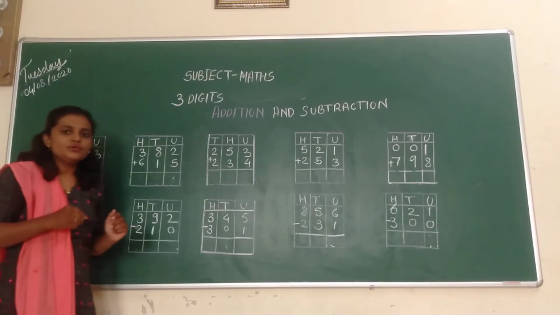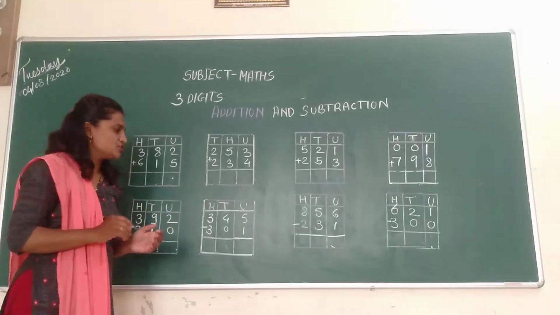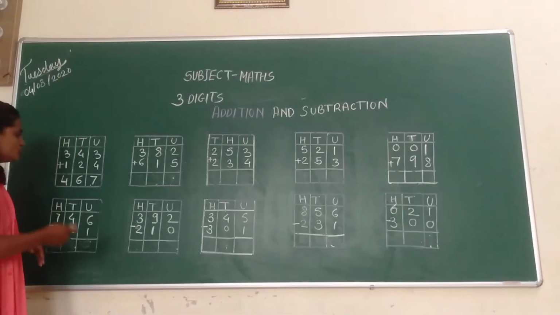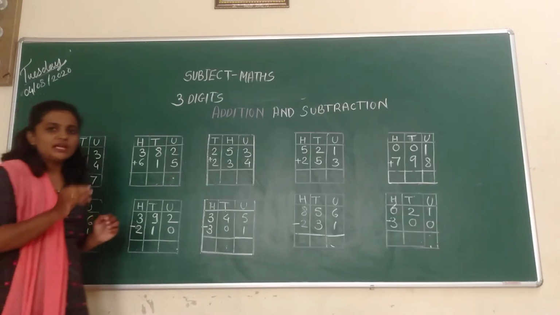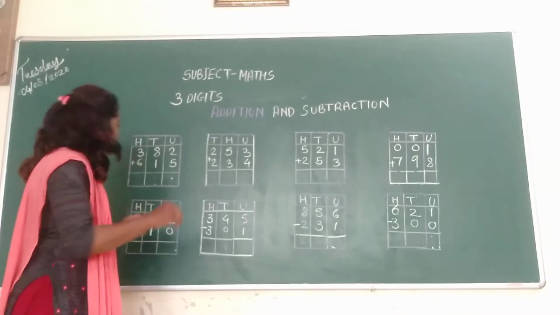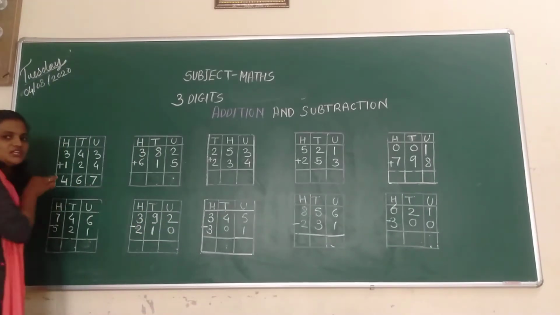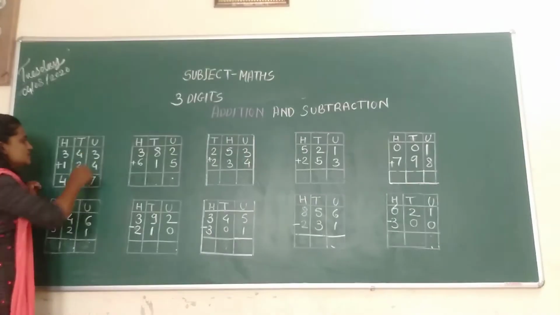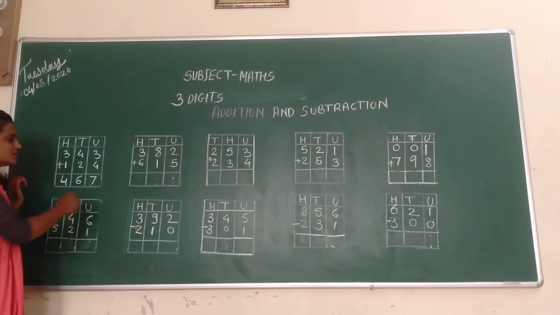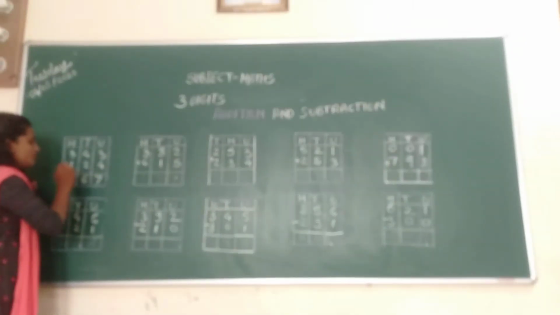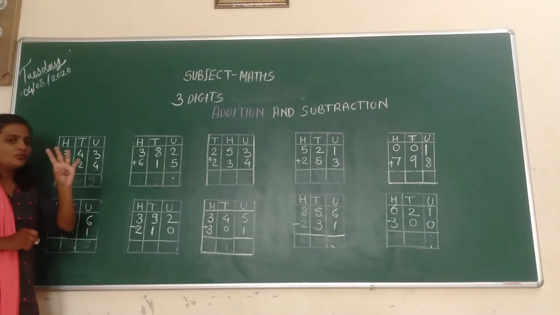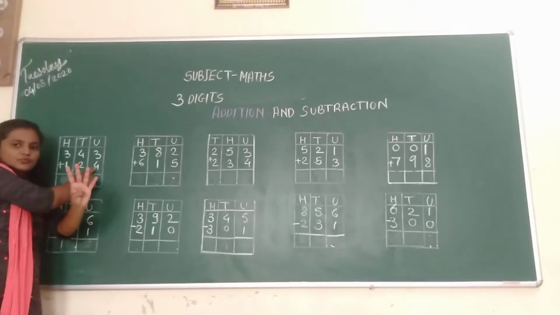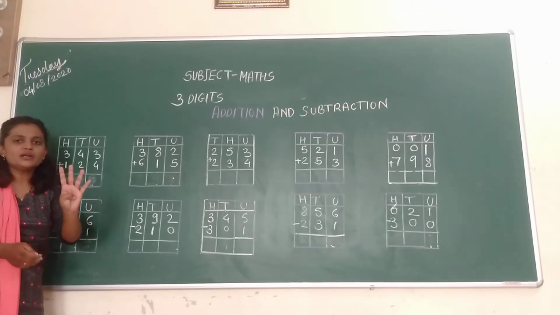Whenever we are doing addition or subtraction, we have to start from the units place. Whenever we are doing addition, we have to start from the units place. It means what I told you, students: which numbers are in the units place? 3 and 4. So first we have to add the units place numbers. So 3 and 4. Take 4 fingers and count forward 3.